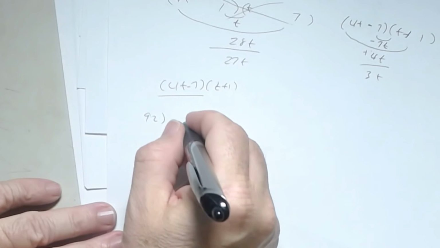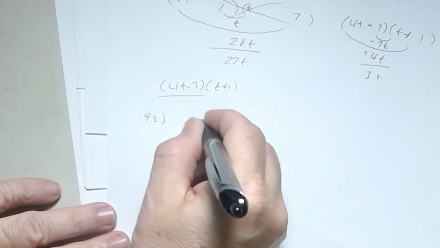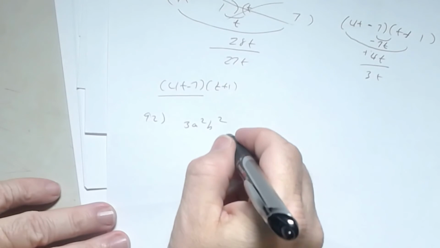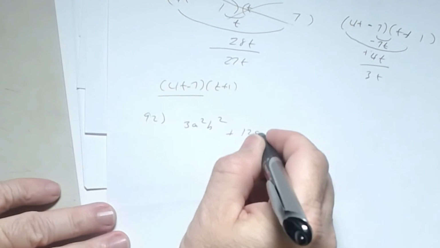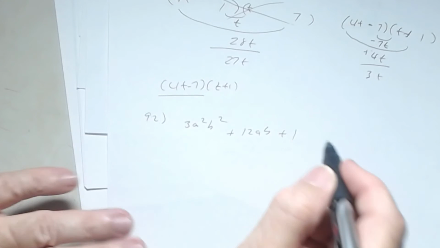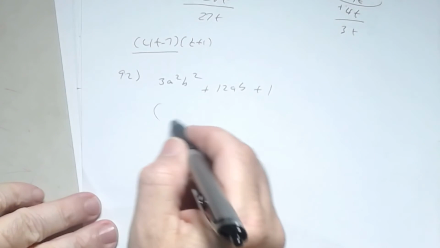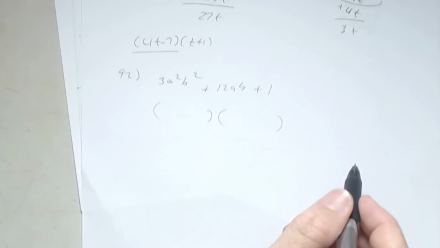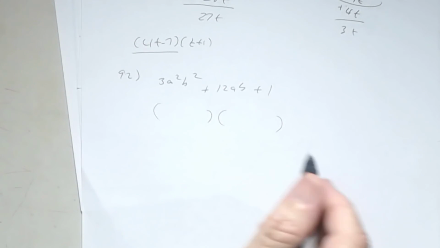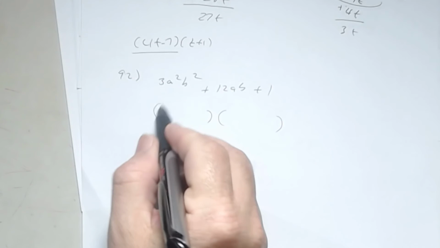You have 3a squared b squared plus 12ab plus 1. They are in descending order already, so you don't do anything there. The GCF is 1. So it's going to have to be a 3 and a 1. Okay, you want to try, so what do I put here though?